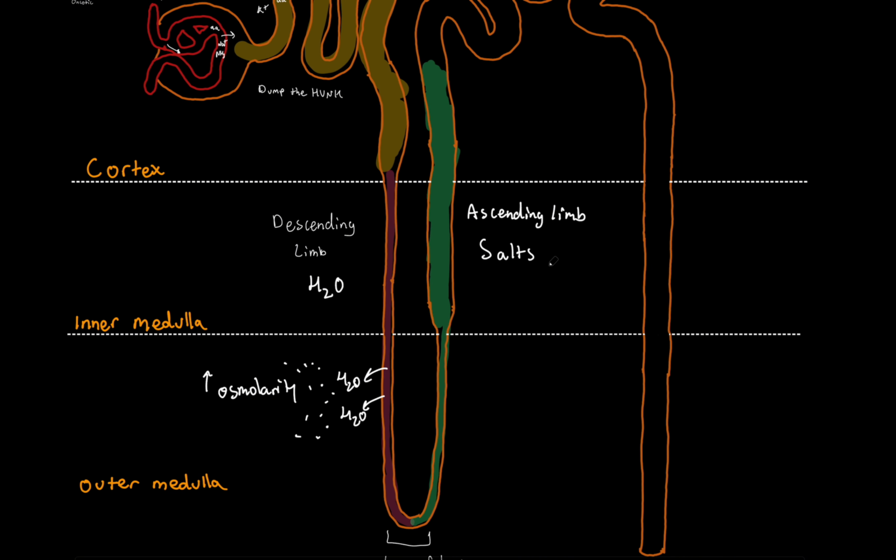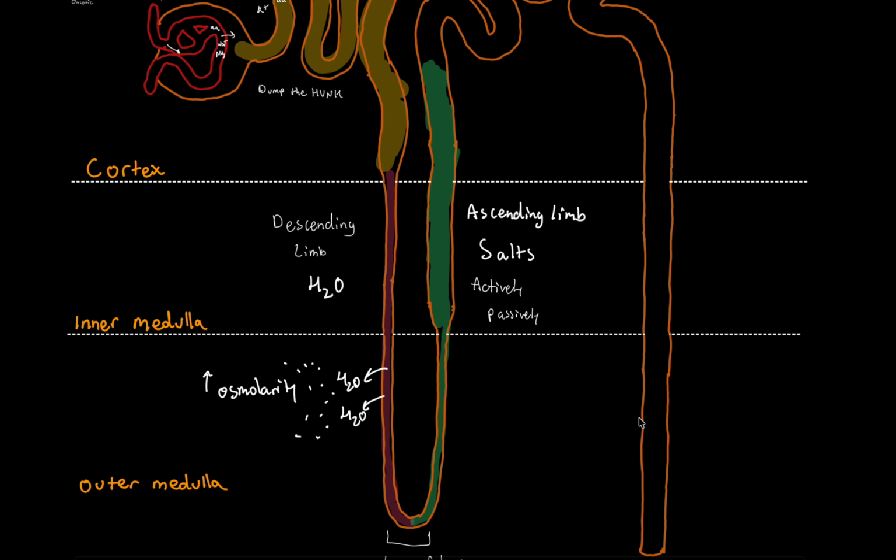Now, one thing that you might have noticed is that we have a thin segment over here and a thick segment over here. Our thick segment is called the diluting segment. And the reason why it's thick comes down to the fact that our ascending limb can reabsorb salts both actively and passively.